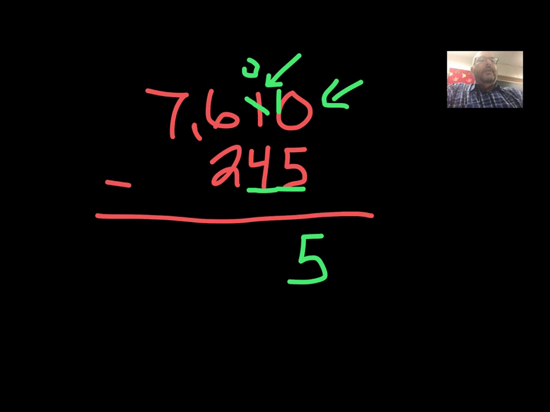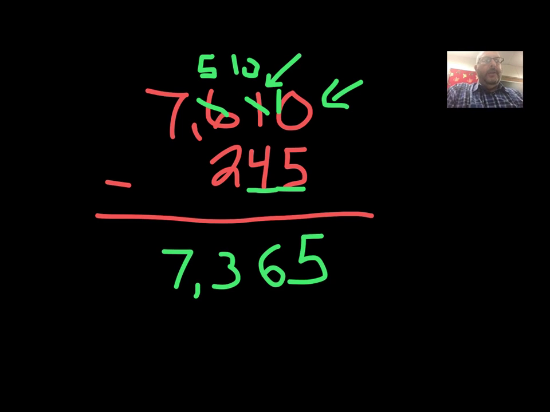I cannot take the 4 from the 0, so again I'm going to borrow here. My 6 is going to become a 5. 10 minus 4 is 6. And now it gets easy. I don't have to do any more borrowing. 5 minus 2 is 3. And I bring down my 7, and I slip my decimal in, or my comma in there. All right, we're going to do another example.